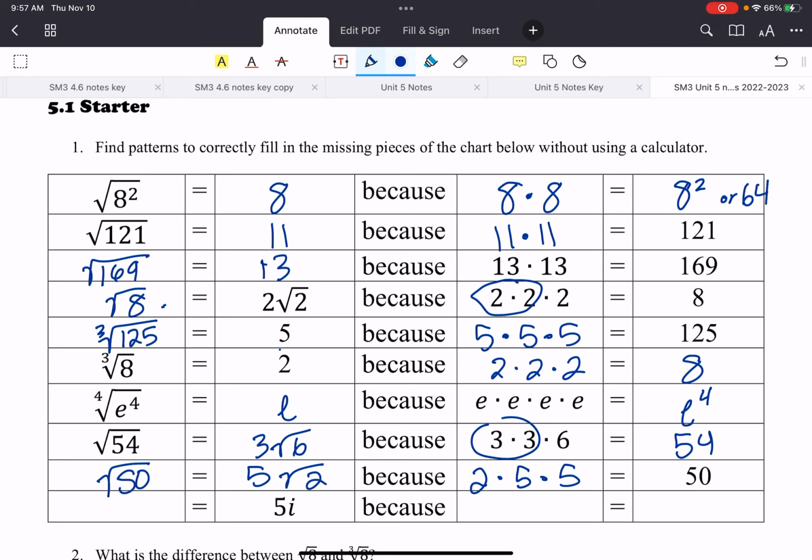What about this last one? The square root of negative 25 would get us 5i. Because 5i times 5i equals negative 25. You could also write this as i times 5 times 5.